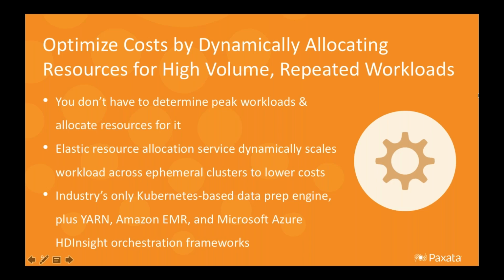So for customers that are on a VPC or a VNet mode, private cloud environment, this is a huge benefit where you can actually optimize your costs. How do we do this? We are the first data preparation engine that has come to the market with support for Kubernetes, and we're leveraging Kubernetes under the covers to do this dynamic allocation of resources for the high volume repeated batch jobs that you run within Paxata. Having said that, we also have support for Yarn, Amazon EMR, and Microsoft Azure HD Insight, which are the other orchestration frameworks in the market that are pretty popular.